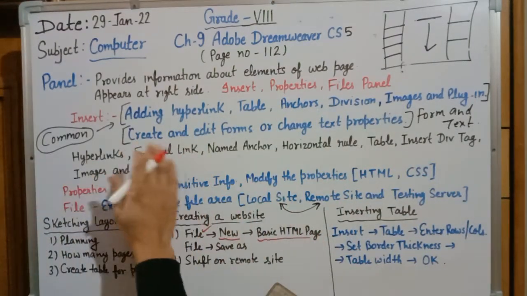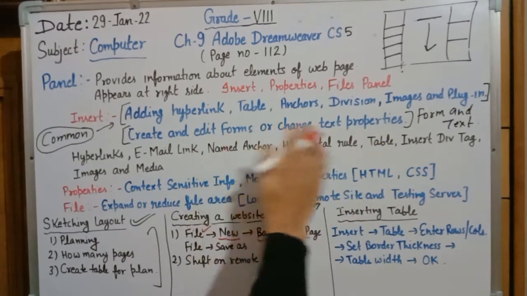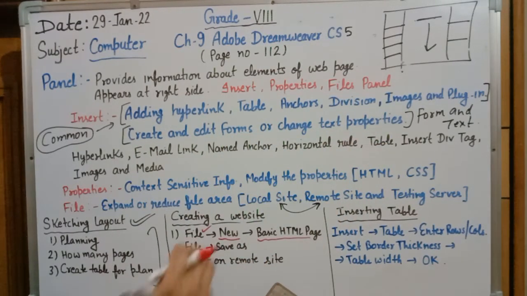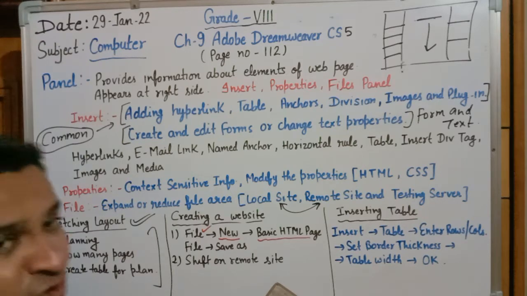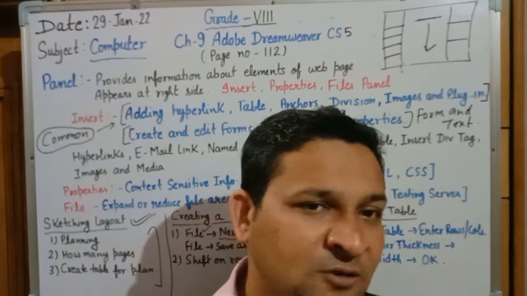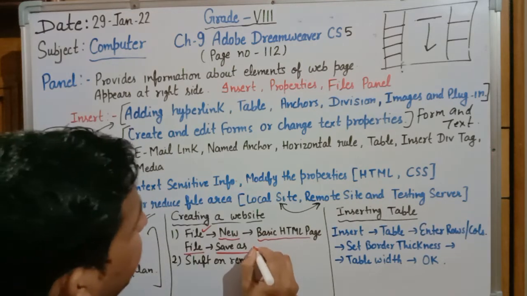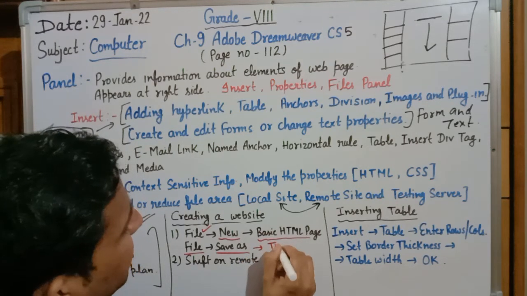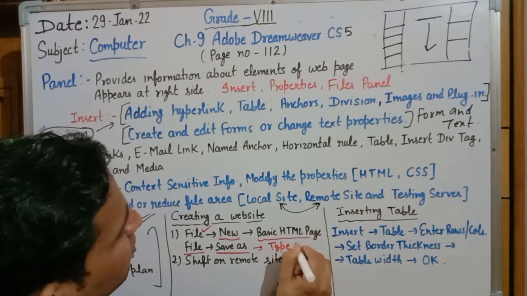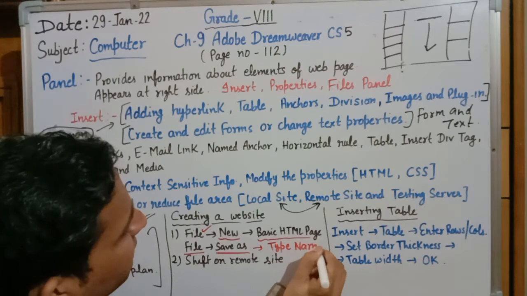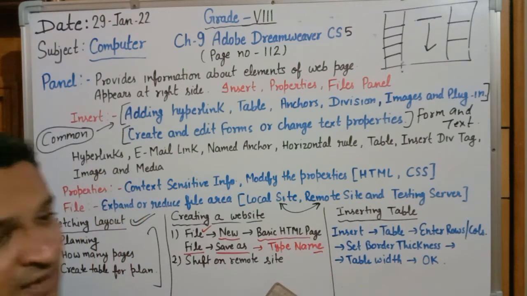Afterward you will add your form, table, anchor, division, images, whatever you want to add. You will add all such things. After adding all such things, now you need to save the document. To save the document, again you have to click on the file option. In the file option you will find the option of save as. In save as you will type the name by which you want to save the document. You will write the name of your web page.